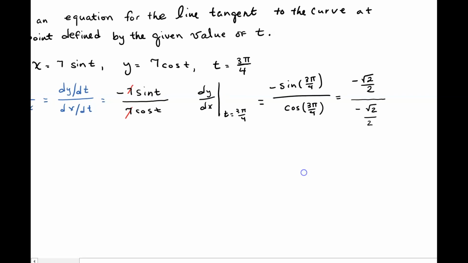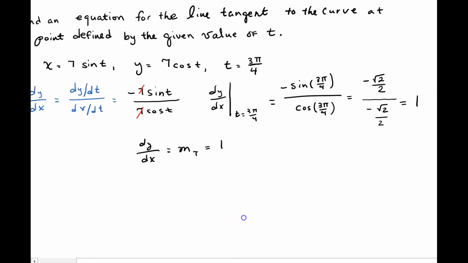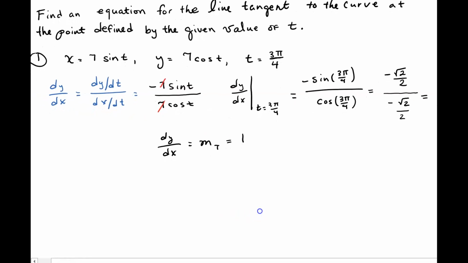So let me move this over just a bit. What is negative square root of 2 over 2 divided by negative square root of 2 over 2? Well, it's just 1. You're taking a number and you're dividing it by itself. So what we can say here is that our dy/dx is equivalent to the slope of our tangent, which is just 1. All right, so we have 1 there.